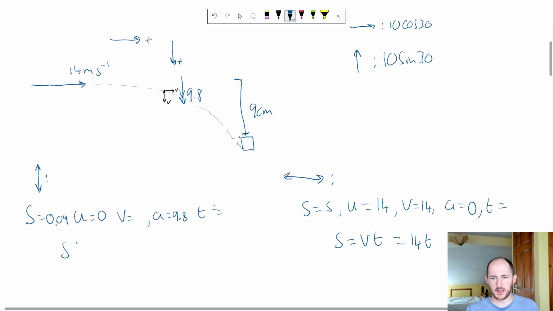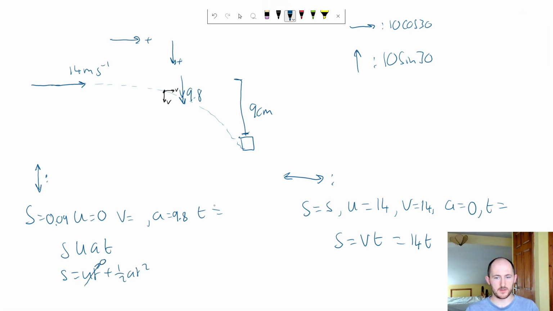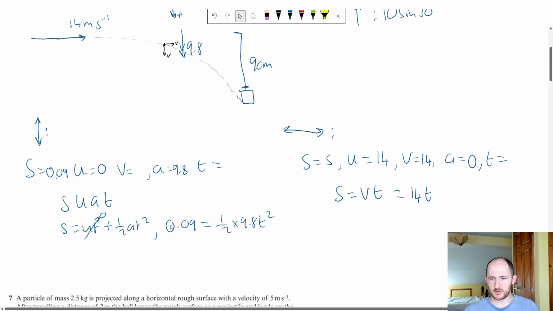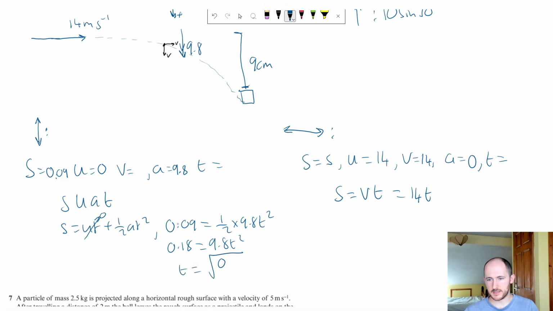So we have S, U, A, and T. So the formula I'm going to use is S equals UT plus a half AT squared. Now UT is 0 because we have U is 0. So we have 0.09 equals a half times 9.8 T squared. So if I rearrange this, I'm going to times both sides by 2. So we have 0.18 equals 9.8 T squared, which means T is equal to the square root of 0.18 over 9.8.